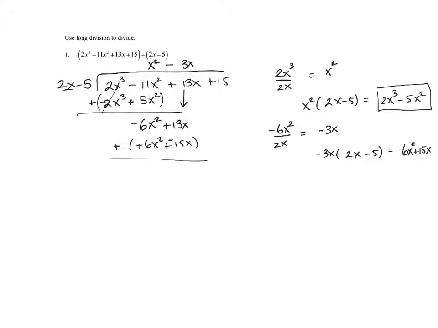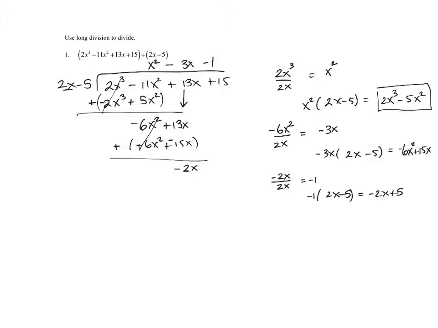And what do we get? Our 6x squareds cancel out, those add up to 0, and then I've got negative 2x. So I take my negative 2x, divide that by the first term of our divisor, and get negative 1. So that's going to be the final term in our quotient, in our answer. You take that negative 1, multiply it by the 2x minus 5. So you get negative 2x plus 5.